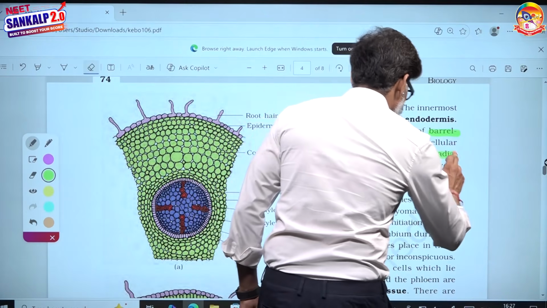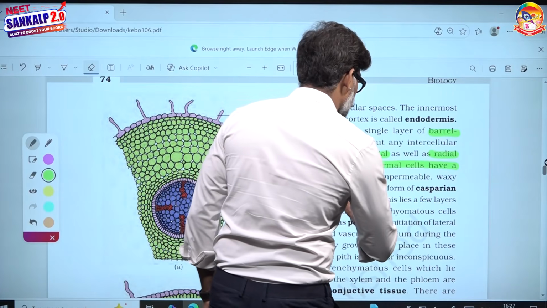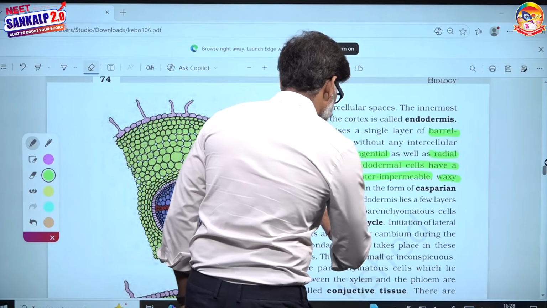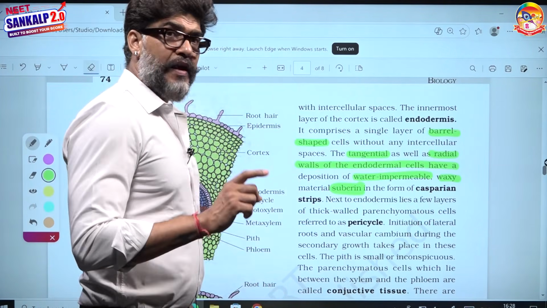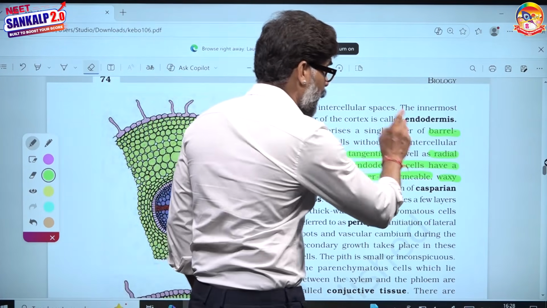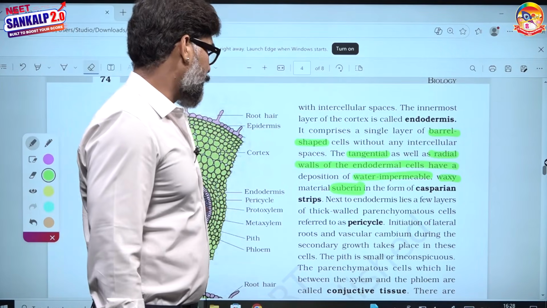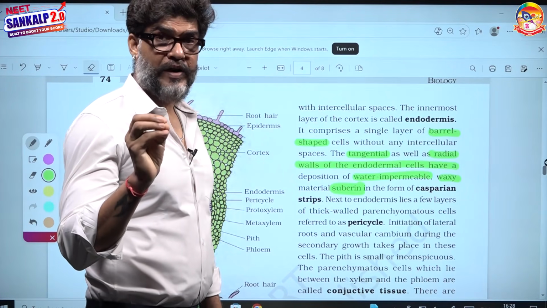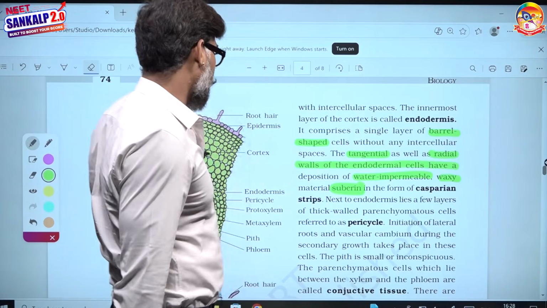The tangential wall as well as the radial wall of the endodermis cells have a deposition of a water impermeable waxy material, that is suberin. So suberin is a water impermeable, waxy chemical that remains present in the endodermal cells, on the tangential wall and on the radial wall. This deposition of suberin is called Casparian strips. The presence of Casparian strips is the characteristic feature of endodermis. True endodermis means Casparian strips must be present.